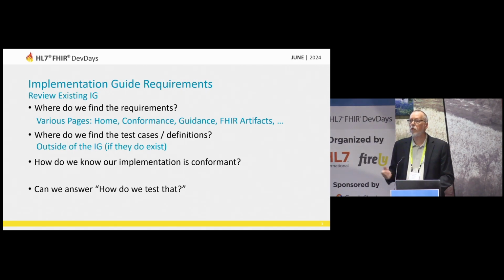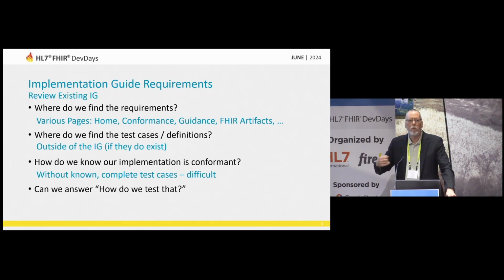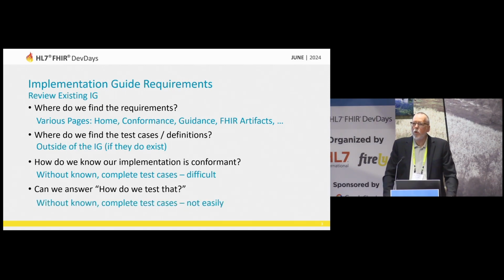Well, that kind of begs the question, how do we know when we start to implement our implementation guide that it's conformant to the implementation guide? Well, without known complete good test case definitions, it's kind of difficult. We want to be able to make sure that we can run our implementations through test cases that exercise the functionality we expect to have them do. And we need to answer that final question. How can we test that? And without, again, known good complete test case definitions, it's not that easy.